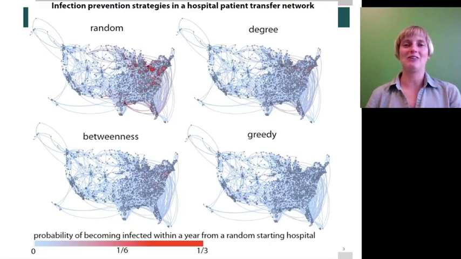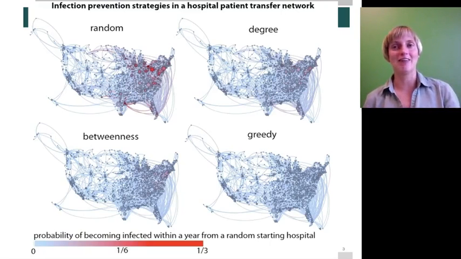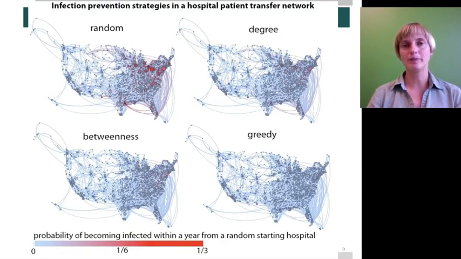From a practical policy standpoint, it's not clear how you would get hospitals at a national level to pool resources, but still it's an interesting thing to consider if there are, for example, federal funds that can be allocated between different hospitals.